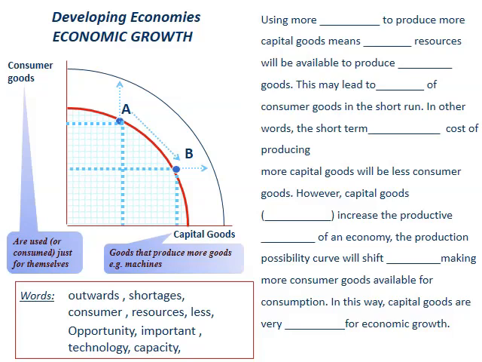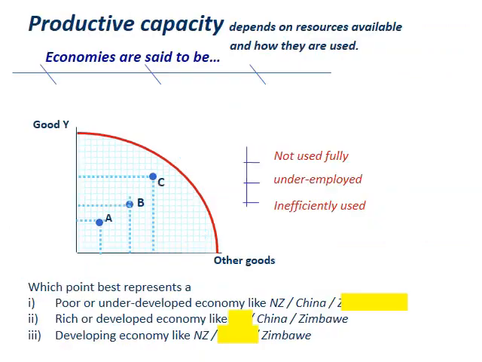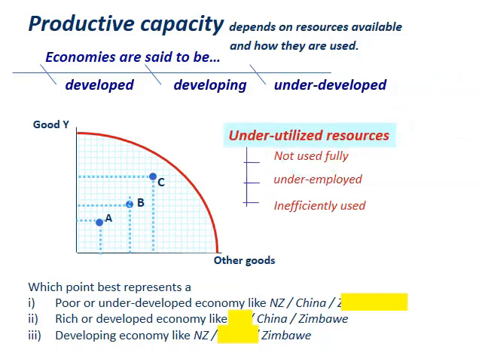So this here is really a summary of what I've just said. So your task is to take the words and put them in the correct space. So this slide is really just adding to your vocab. You've heard the terms a developed economy, a developing economy, an underdeveloped economy, and basically those three terms are referring to how fully resources are utilized.